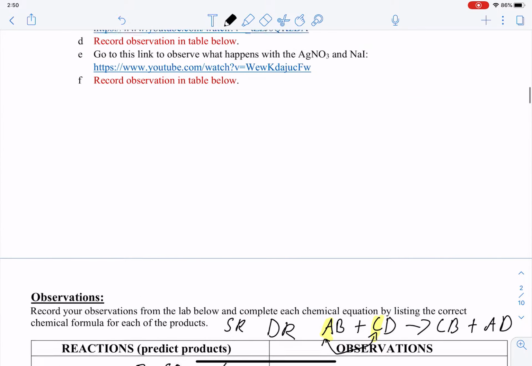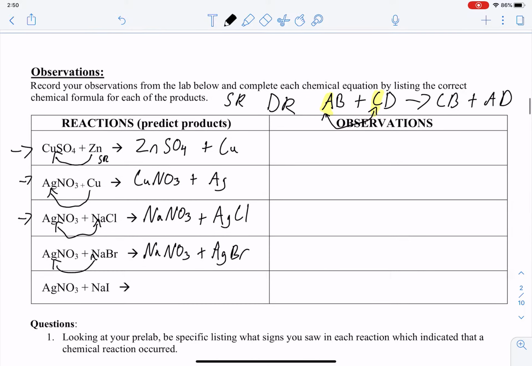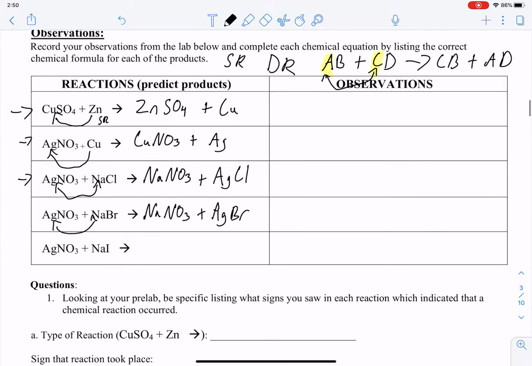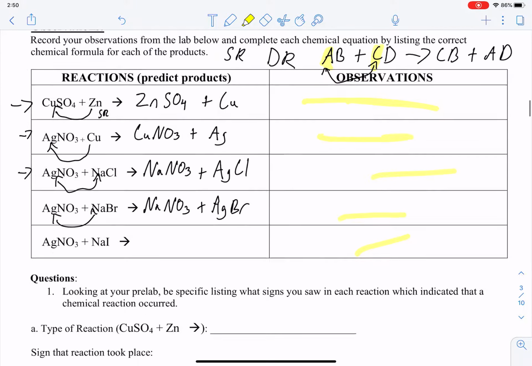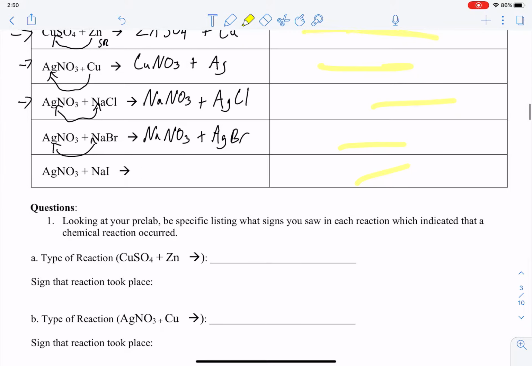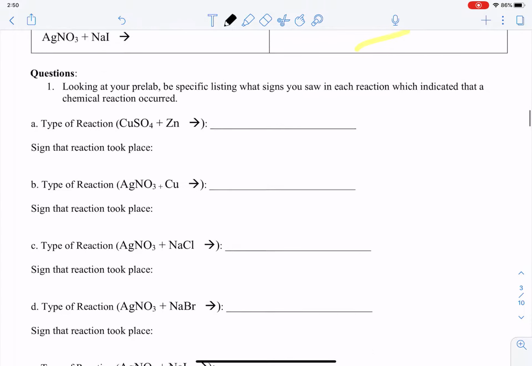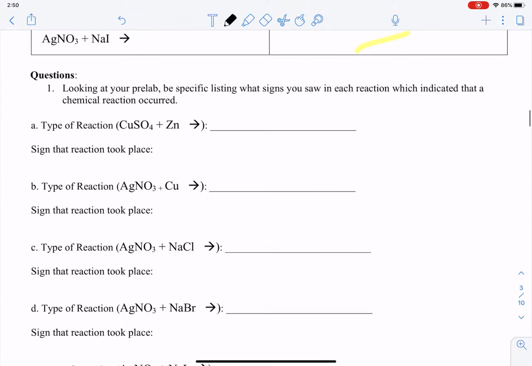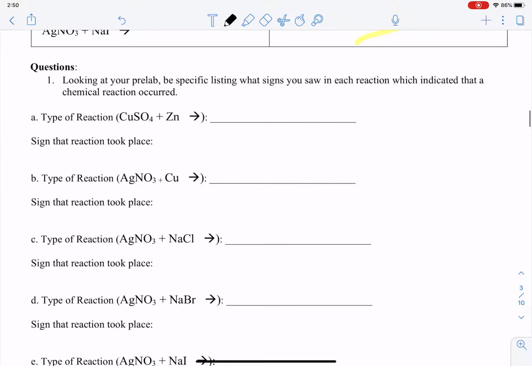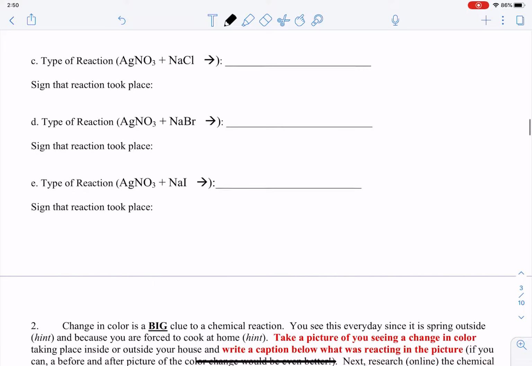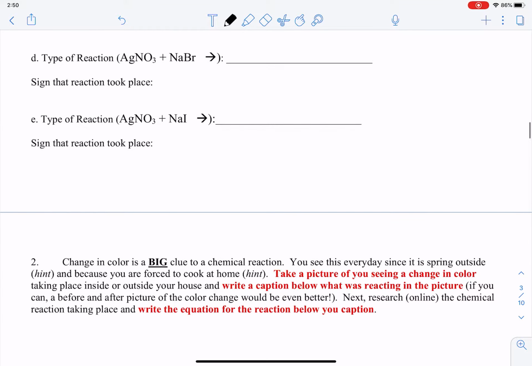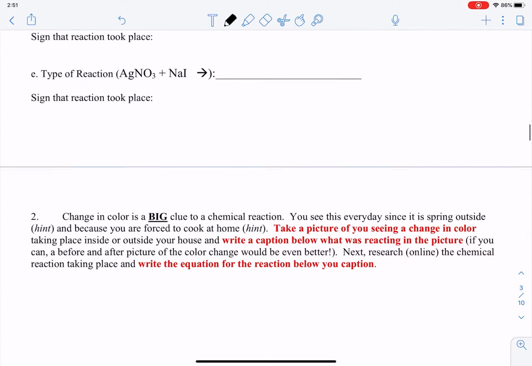So what you're going to do, take a look at these links. They will show you what these chemical reactions look like with the naked eye, and you'll record your observations here. And you can do the last one on your own. All right, moving on. We have to identify the type of reactions that take place, and then from that, we can get the products that we see here.